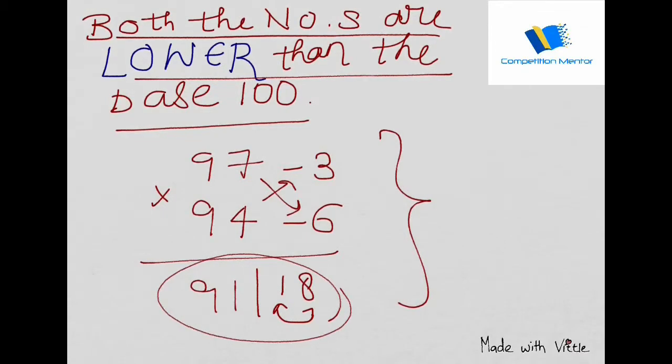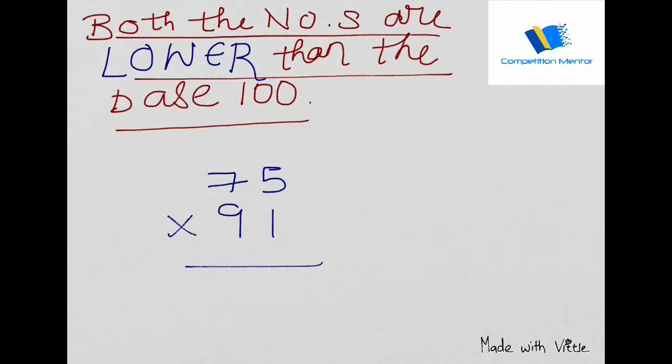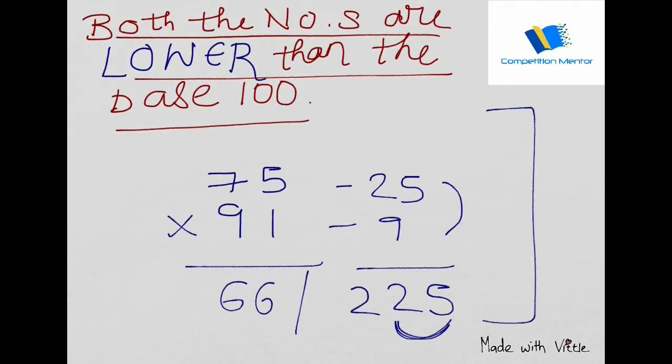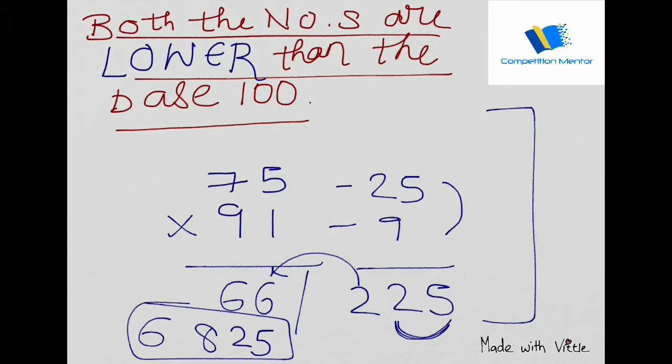See one more example. 75 into 91: 25 deficit and 9 deficit. 25 into 10 is 250 minus 25 is 225. So basically I did 25 into 9. So 75 minus 9 is 66. I told you this should be a 2-digit number for this base, so this will get carried. The answer will be 6825. I hope you got the logic.